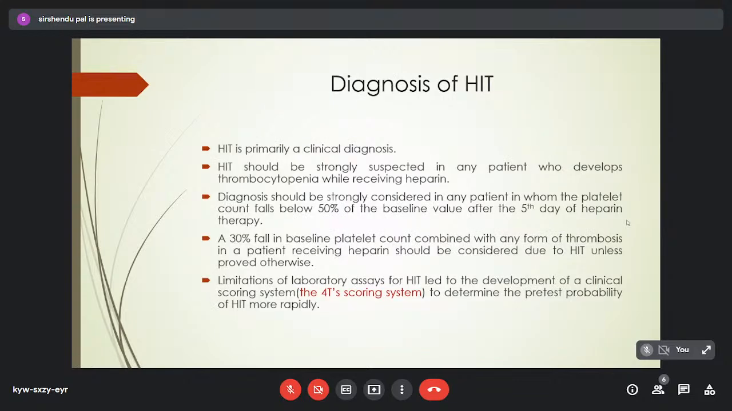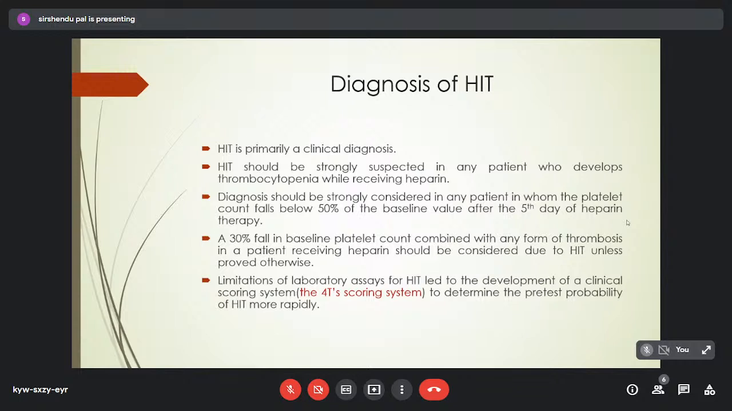Now coming to the diagnosis of HIT. HIT is primarily a clinical diagnosis. HIT should be strongly suspected in any patient who develops thrombocytopenia while receiving heparin therapy. Diagnosis should be strongly considered in any patient in whom the platelet count falls below 50% of the baseline value after the fifth day of heparin therapy. A 30% fall in baseline platelet count combined with any form of thrombosis in a patient receiving heparin should be considered due to HIT unless proved otherwise.